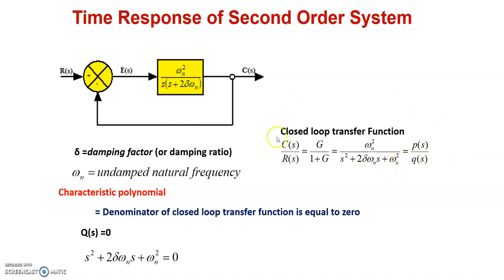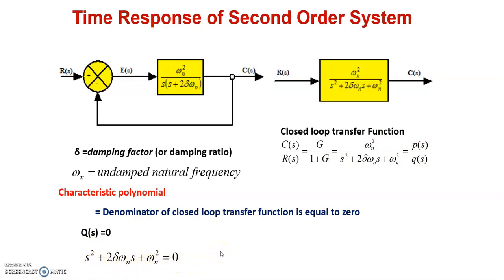So this is our standard second order transfer function, where zeta is the damping factor or damping ratio, and omega n is nothing but the undamped natural frequency. The denominator of the closed loop transfer function equal to 0 is nothing but the characteristic polynomial equal to 0. That is, s square plus 2 zeta omega n s plus omega n square is equal to 0. You can find the roots of this characteristic polynomial.